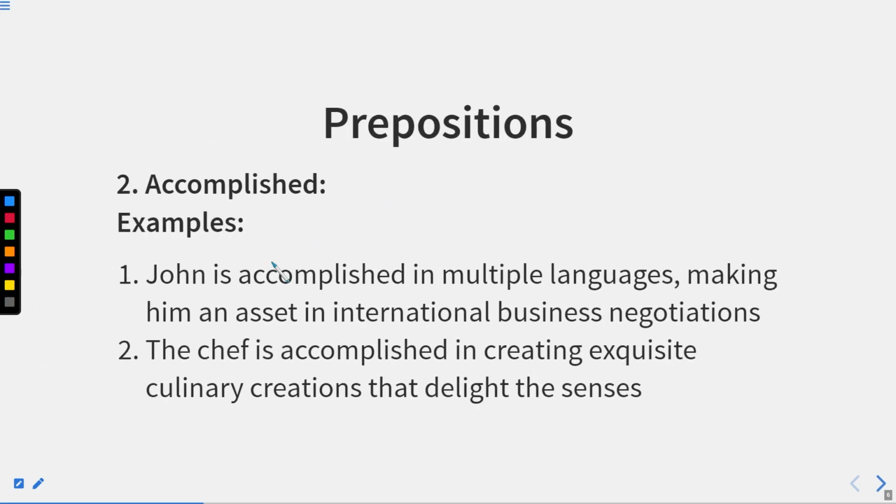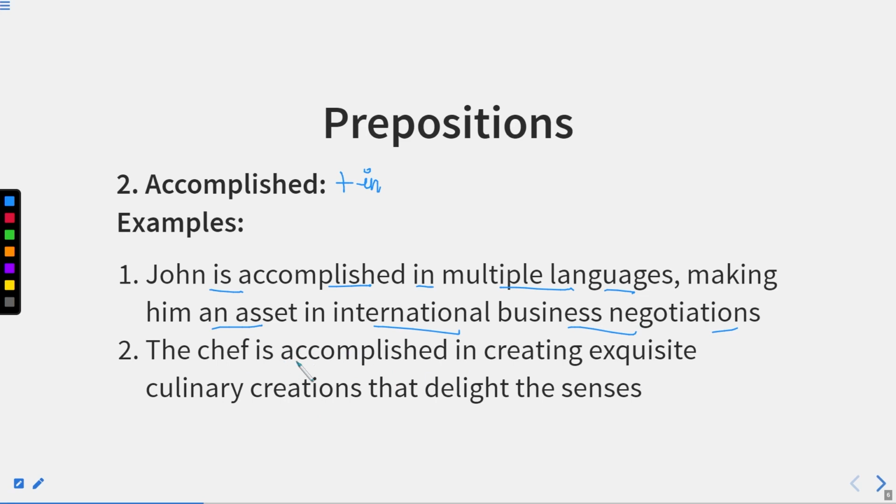Now, next verb is accomplished. Accomplished means when we achieve something, or when we are skilled or talented in something. Now, if I use in with it, let us see the sentence. John is accomplished in multiple languages. It means he's skilled in multiple languages. He can speak multiple languages, or he can write multiple languages, or he can do work in multiple languages, making him an asset in the international business negotiations. So, this is how we can use accomplished in.